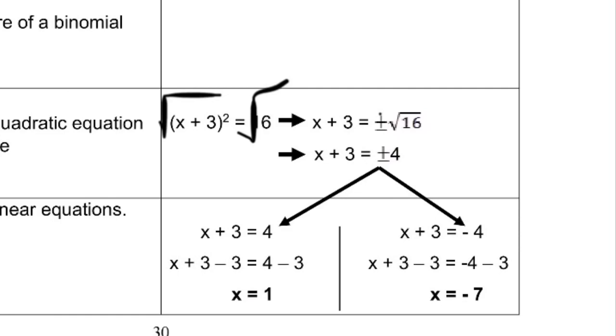Then solving for x, 3 is transposed to the right side. This will become negative 3. So we're going to have x equals 4 minus 3, that is equal to 1. And x plus 3 equals negative 4, transpose 3 to the right side. So it will become x equals negative 4 minus 3, which is equal to negative 7.